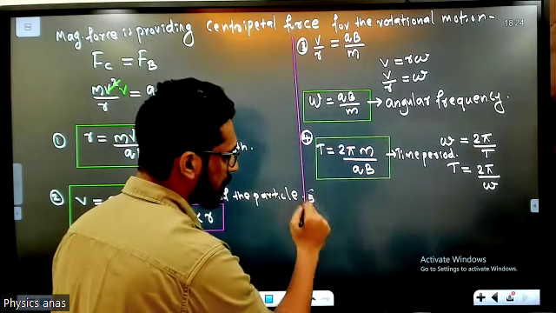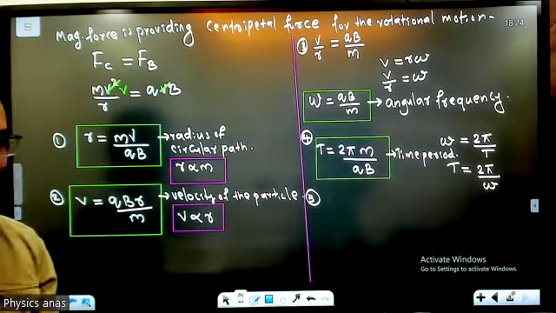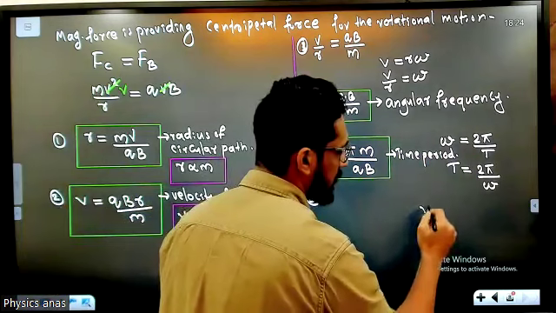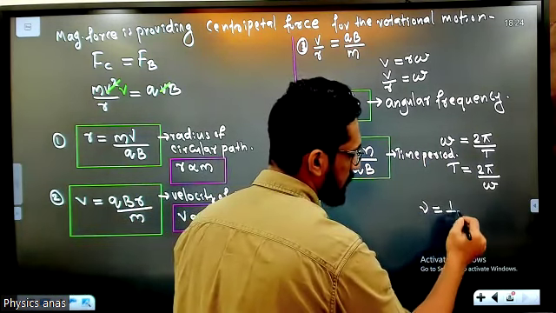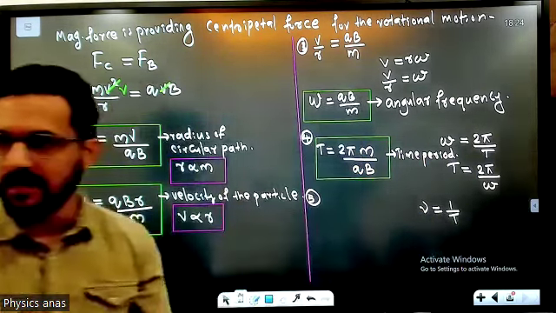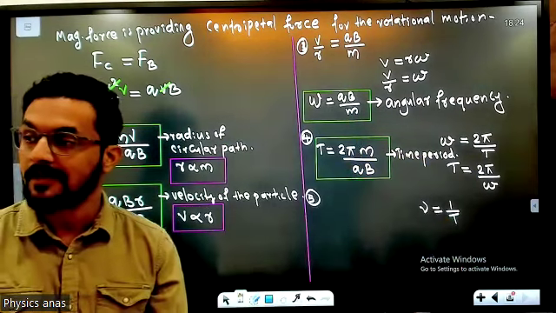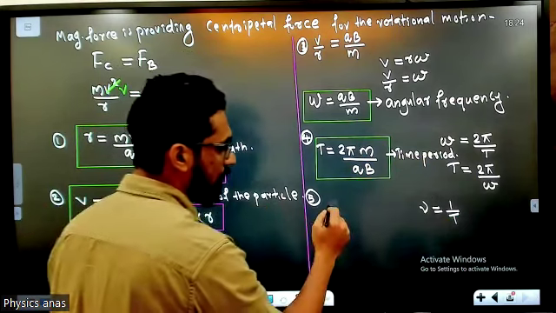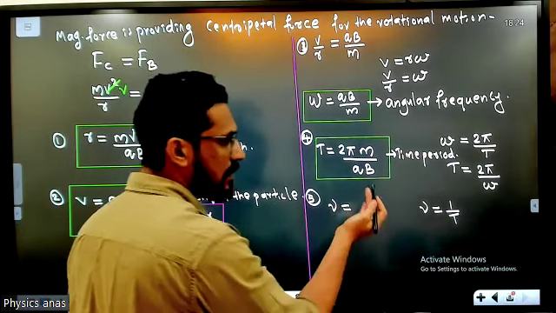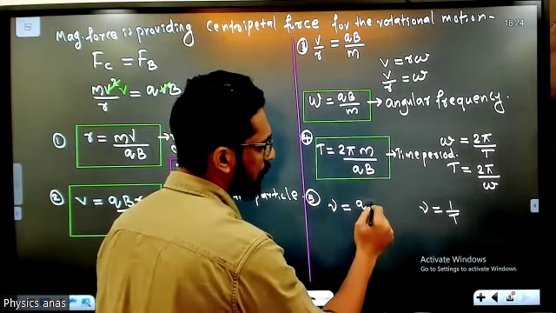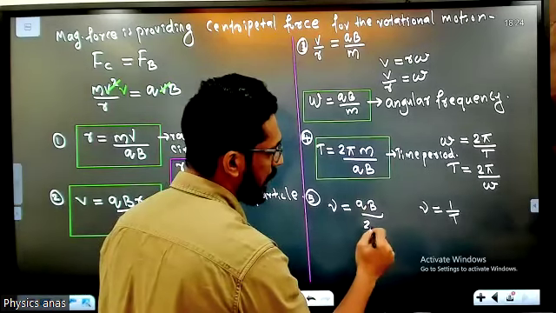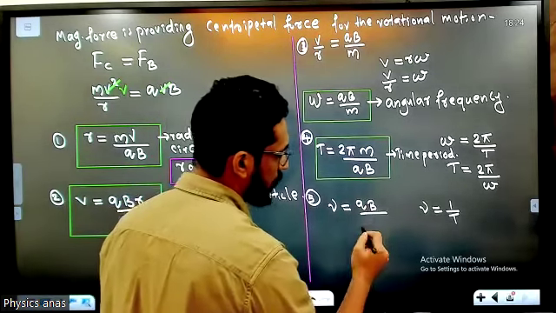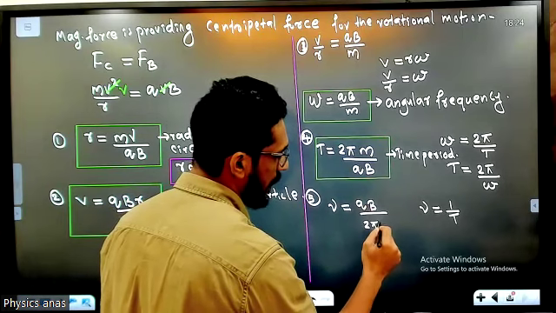And the fifth equation. We know the relation between frequency and time period. The reciprocal of time period is frequency. So what will be the equation of frequency from this equation? Reciprocal of this, very simple one: QB by 2 pi m.